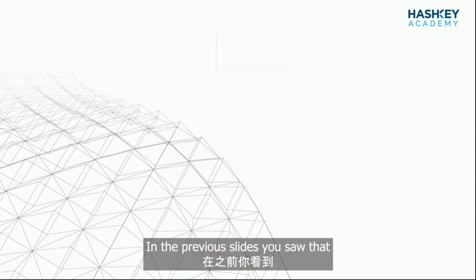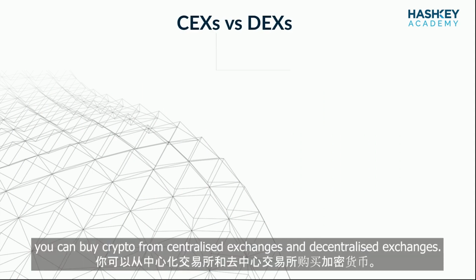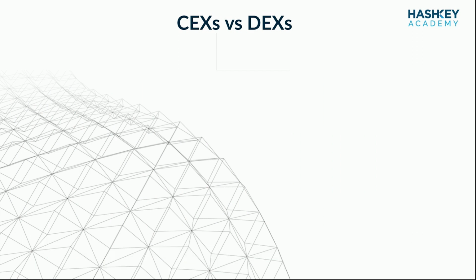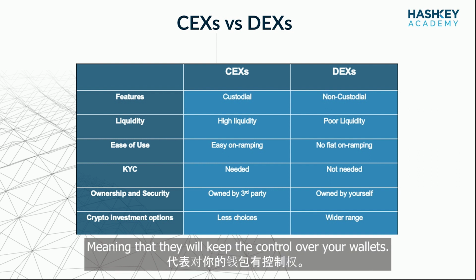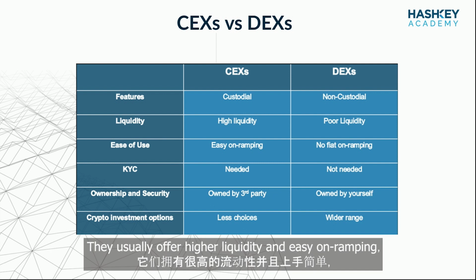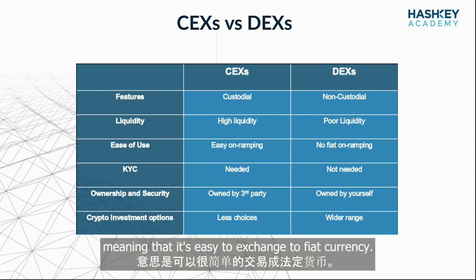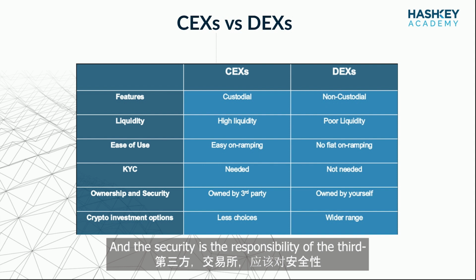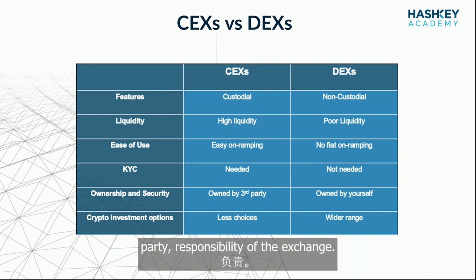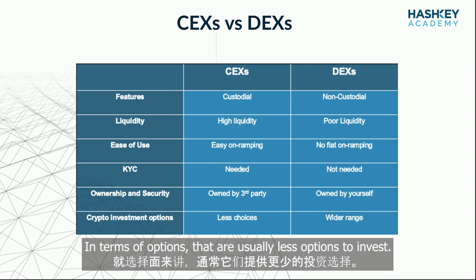In the previous slide, you saw that you can buy crypto from centralized exchanges and decentralized exchanges. What are the main differences? Well, centralized exchanges are usually custodial, meaning that they will keep the control over your wallet. They usually offer high liquidity and easy on-ramping, meaning that it's easy to exchange to fiat currency. KYC and identity checks are needed, and the security is the responsibility of the third party, the exchange. In terms of options, there are usually fewer options to invest.